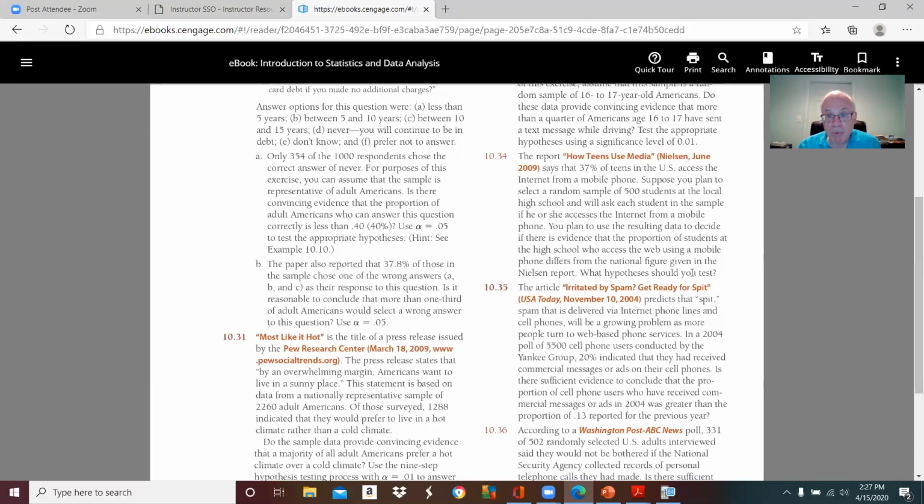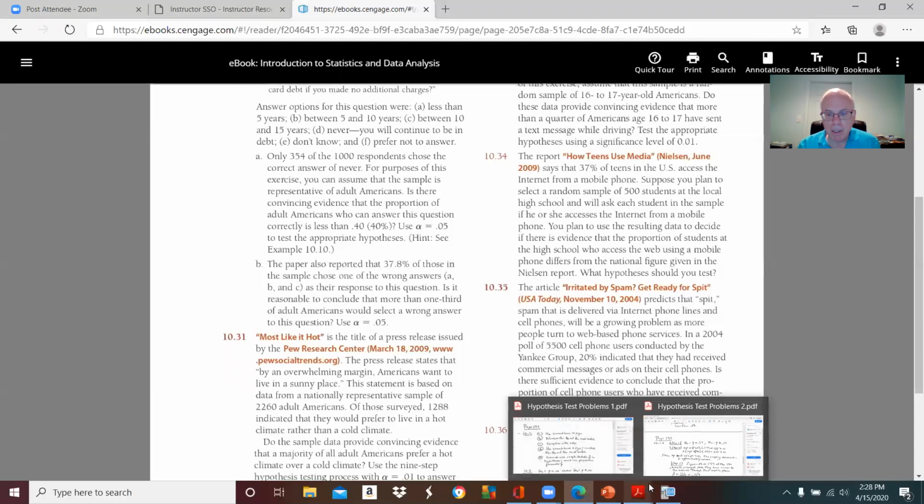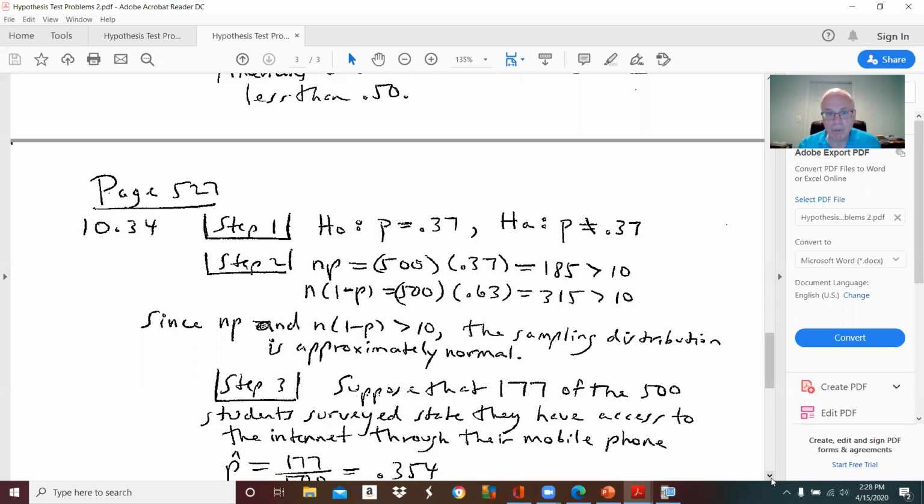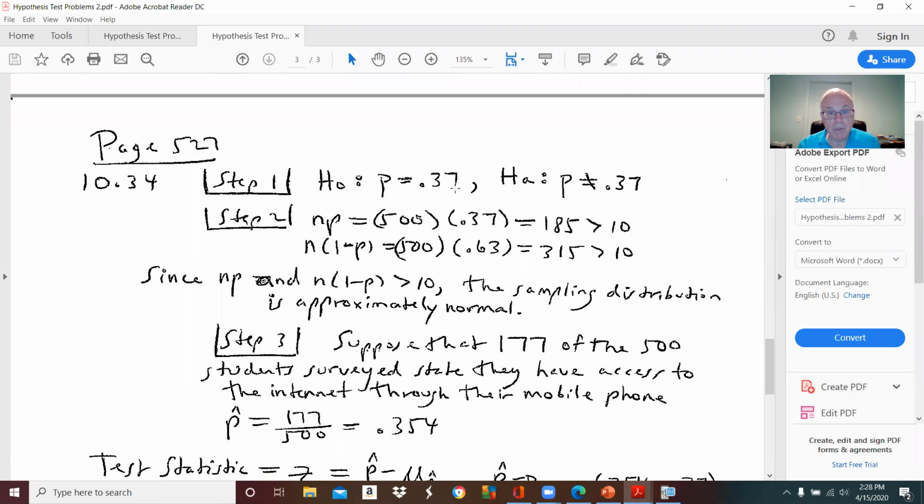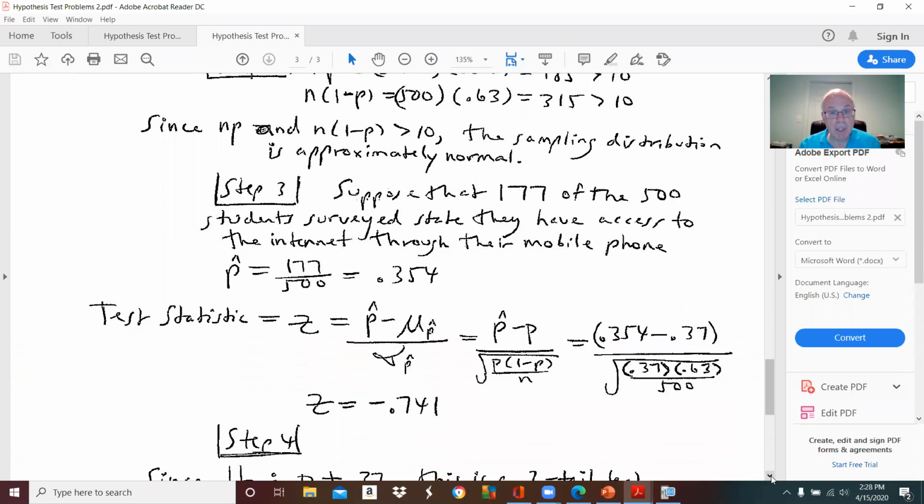What hypothesis would you test? Well, this is the population proportion. The null is going to be p is equal to 0.37. Our alternative is going to be p is not equal to 0.37. So let's go ahead and put that into our solutions here. This is going to be a two-tail test. Again, n times p, n times 1 minus p, well above 10. So we can use a normal distribution for the sampling distribution.